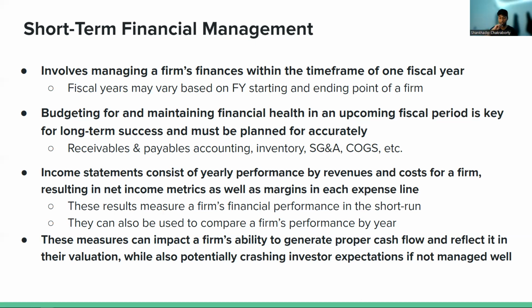So in terms of short-term finances that should be managed in the short term for long-term success, like I said before, some of the stuff that we're going to be discussing are receivables and payables, as well as how to account for them, inventory, and the accounting related to that. SG&A is known as selling, general, and administrative. This is your cash and non-cash expenses that are fixed.